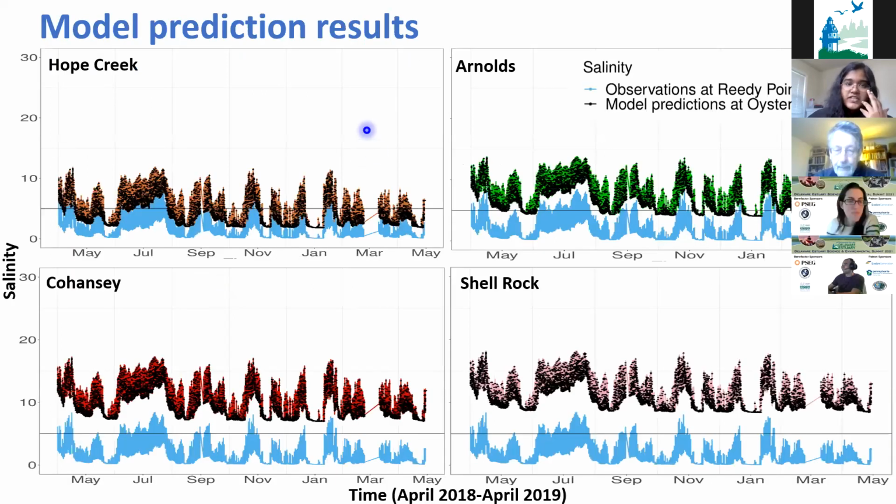So here is the model prediction results. I'm going to walk through this graph. So in the x-axis, we have time from April 2018 to April 2019.